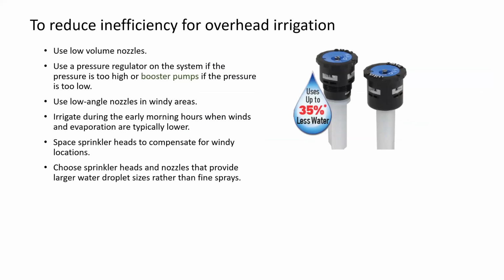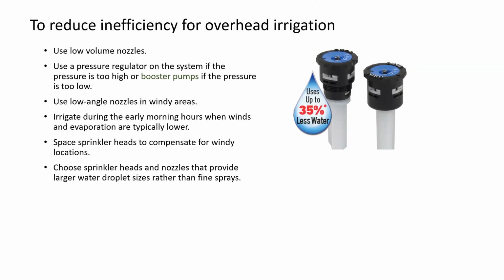Now, to reduce the inefficiency of an overhead irrigation system, you only need to use low volume nozzles and also high efficiency nozzles. If the pressure is low, you could also use booster pumps, but then you would need more water, which booster pumps pull, and that might be a concern.